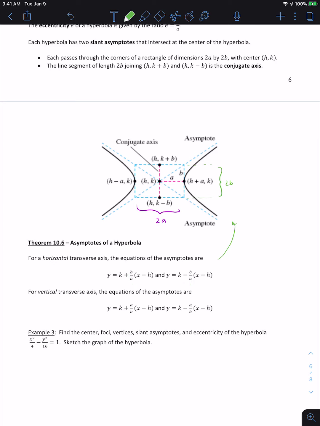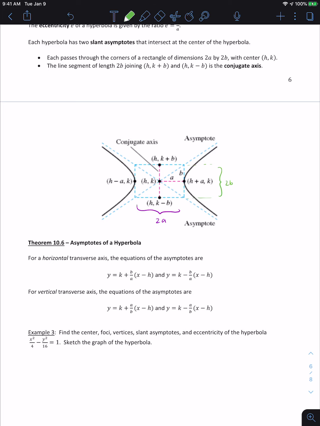So the b over a is the m, and then if I take k plus b over a times h, that will give me the y equals mx plus b part of it. But we typically write it in this form right here. And again, this is the lines if I have a vertical hyperbola.